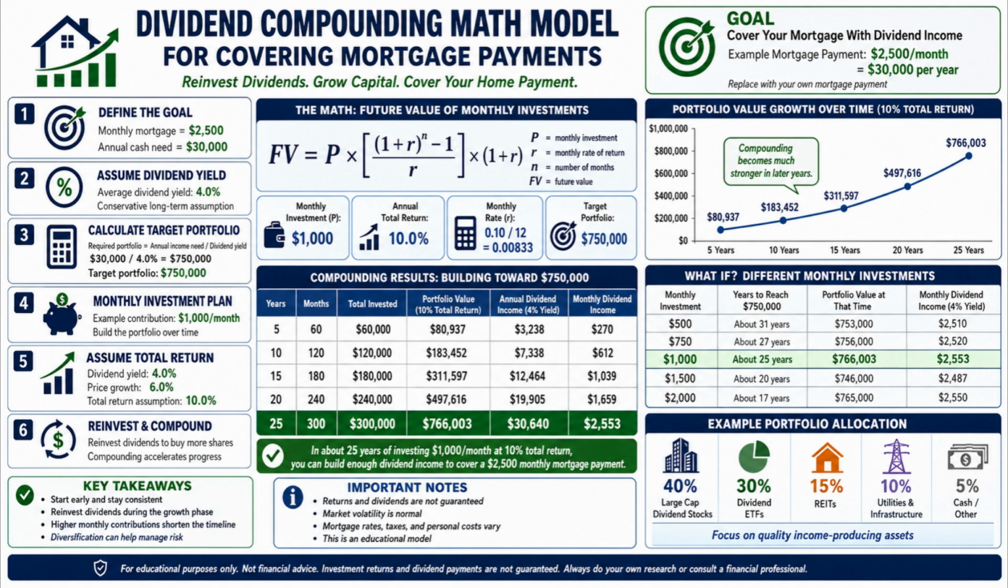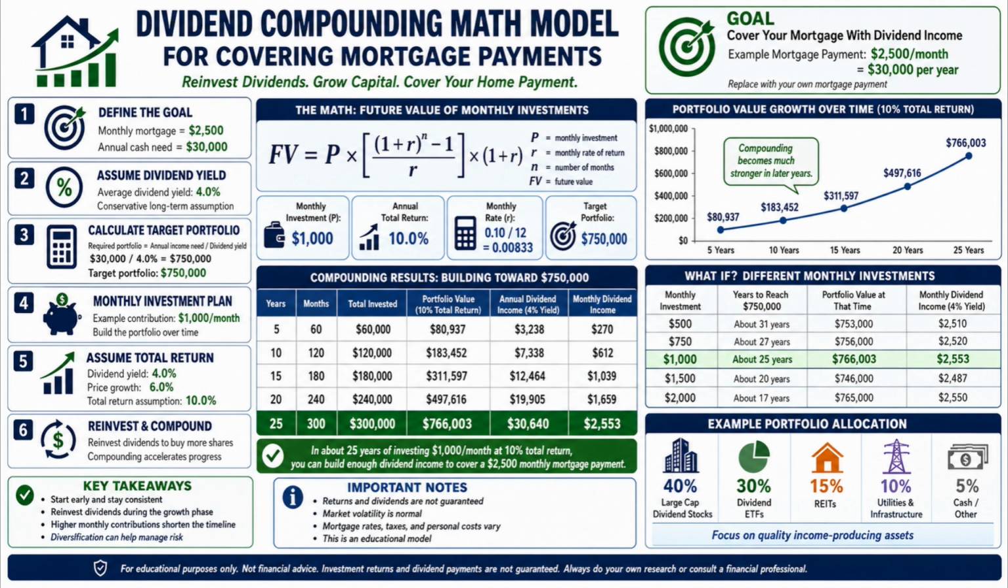The timeline can change depending on how much is invested each month. For example, investing $500 per month may take about 31 years to reach the target portfolio. Investing $750 per month may take about 27 years. Investing $1,000 per month may take about 25 years. On the other hand, higher monthly contributions can shorten the journey. Investing $1,500 per month may reach the target in about 20 years, while investing $2,000 per month may reduce the timeline to around 17 years. So, increasing the monthly contribution can speed up the path toward covering the mortgage with dividend income.